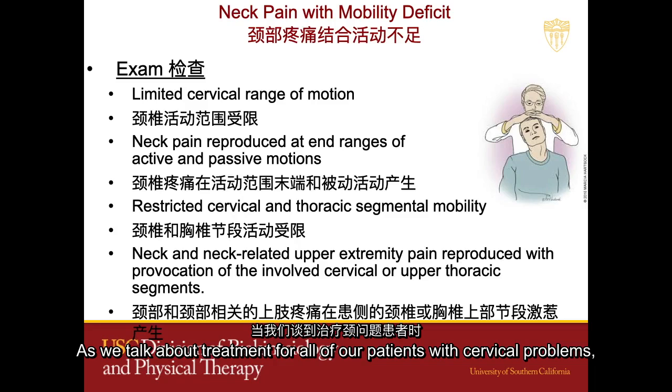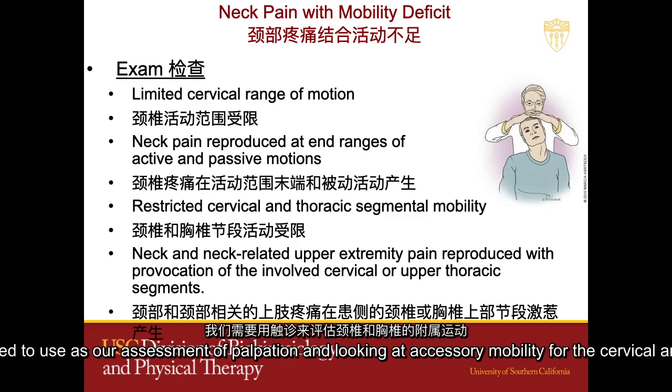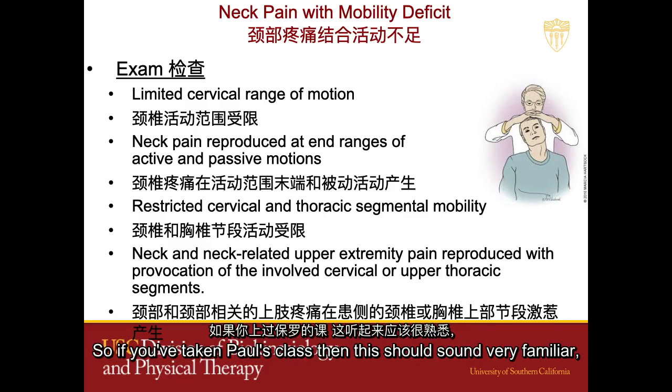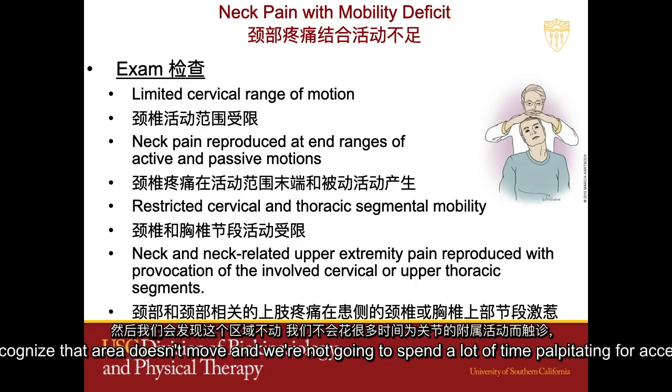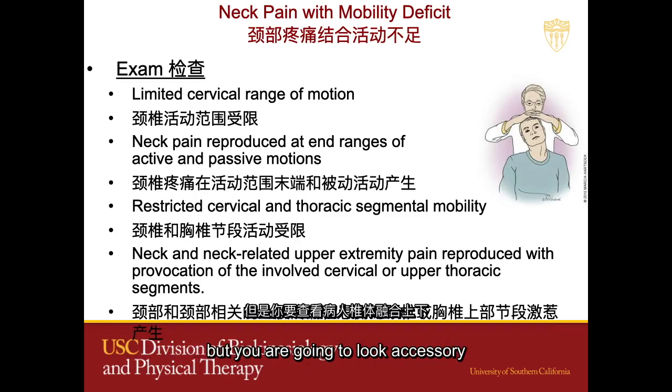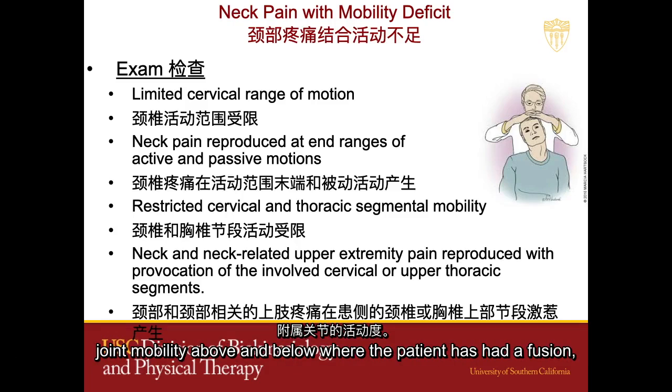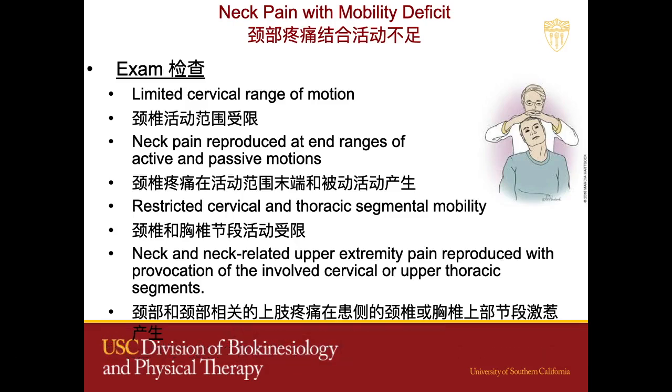As we talk about treatment for all of our patients with cervical problems, we're going to need to use as our assessment a palpation and looking at accessory mobility for the cervical and thoracic spine. So if you've taken Paul's class, then this should sound very familiar. We're performing assessments that look at mobility. And obviously, if the patient has a fusion, then we're going to recognize that that area doesn't move, and we're not going to spend a lot of time palpating for accessory joint mobility. But you are going to look at accessory joint mobility above and below where the patient has had a fusion, because we need to make sure that those are moving very well.